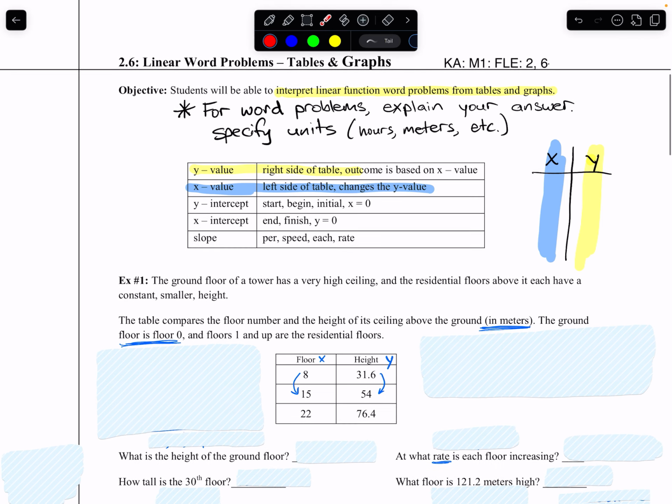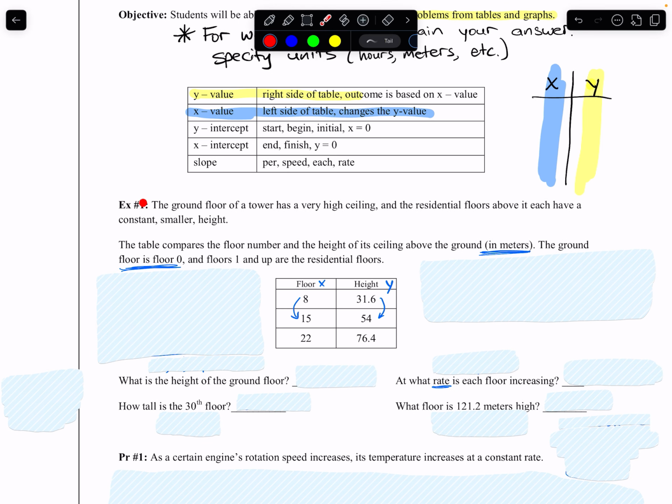Okay? So let's do example 1 together. The ground floor of a tower has a very high ceiling, and the residential floors above it each have a constant smaller height. Okay? They give us a table, and it says the table compares the floor number and the height of its ceiling above the ground in meters. The ground floor is floor 0, and floor 1 and up are the residential floors.